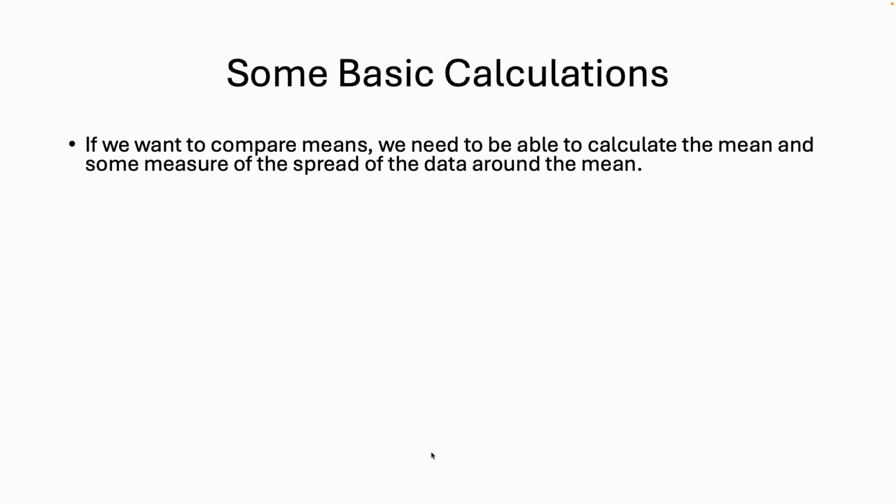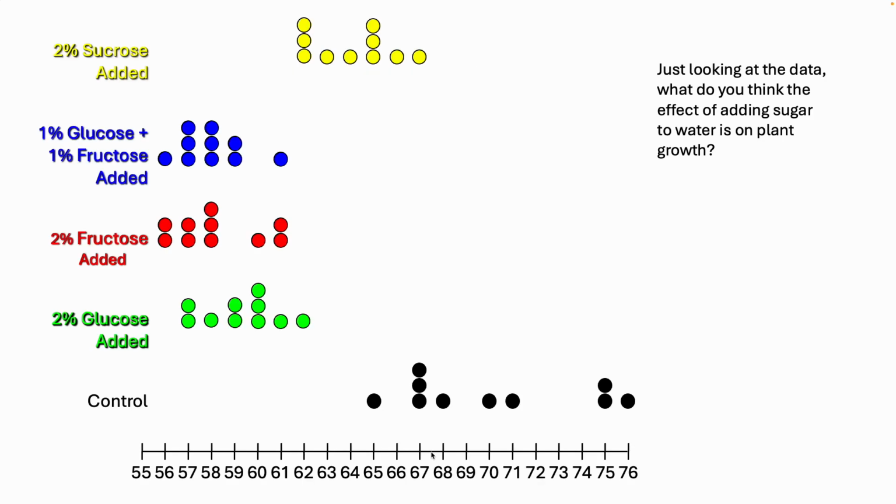If we want to compare means, we need to do some... well, let's go back. You basically should conclude that maybe the control is higher than sucrose, maybe sucrose is higher than the rest of these. That would be an appropriate answer to this question.